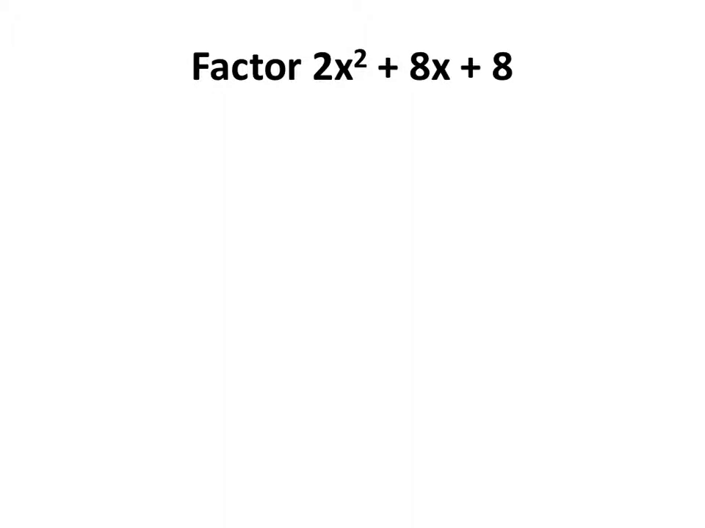Taking a look at this factorization, I notice that each of these terms is even. In other words, there's a common factor of 2. So I'm going to start there. Once I factor out the 2, I notice that I have 1x squared, that's a perfect square, and I finish with a 4, that's a perfect square, so I'm going to test my perfect squares pattern.